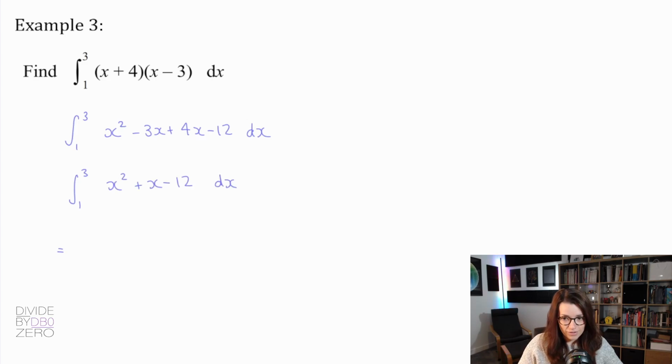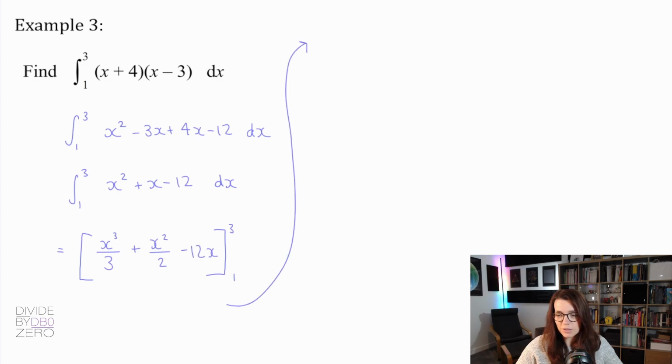So remember, with definite integrals, when you are integrating, you want to use big square brackets at this point. Stick your limits on the side on the right there. Do your integration. So in this case, x to the power of 3 over 3 plus x squared over 2 minus 12x. And then carefully substitute your limits in. I usually start by drawing the big brackets with the minus symbol in between them. And then I substitute in the numbers.